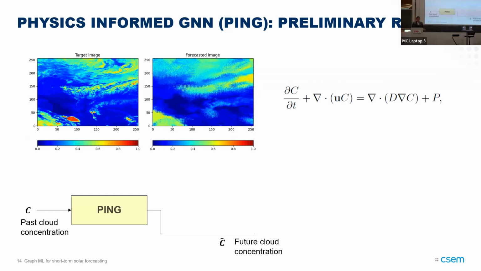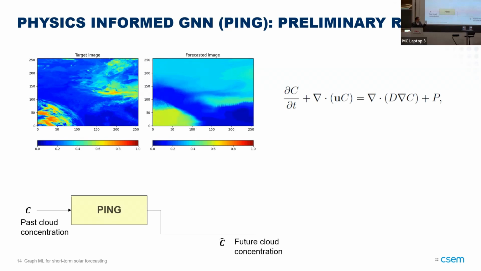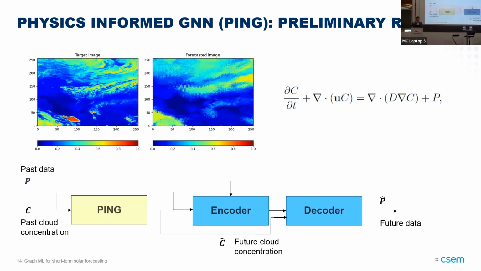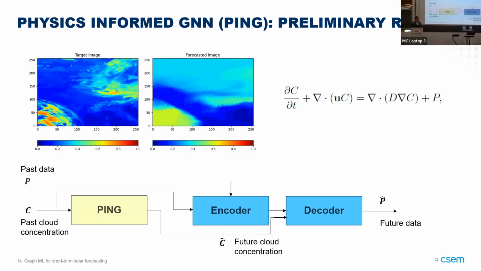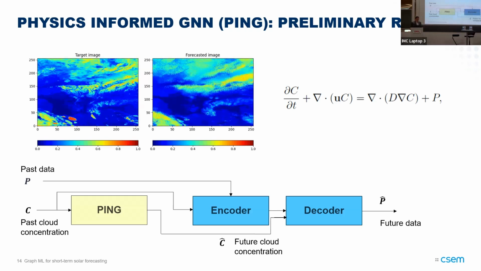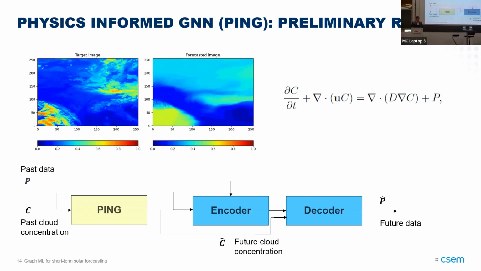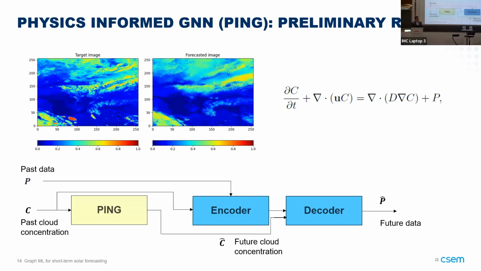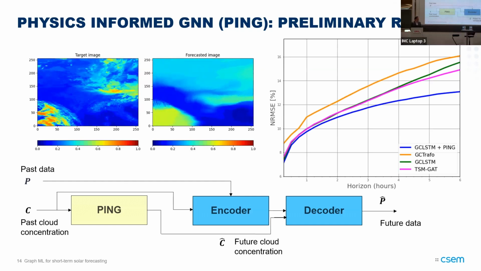This physics-informed graph neural network takes past cloud concentration measurements and, based on this, produces a forecast of the future cloud concentration. How we use it in this preliminary approach is, we pass to the encoder the power or irradiance data from the network of sensors, and we also pass the past cloud concentrations sampled at the nodes. To the decoder, we pass the output of the encoder, but also the cloud concentration sampled at the locations.